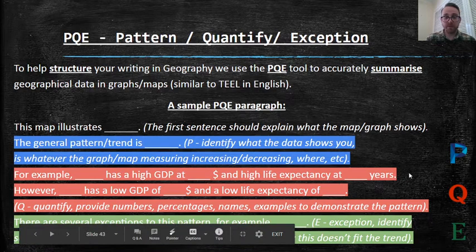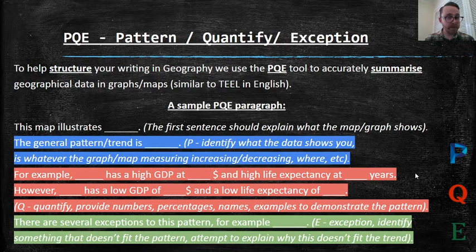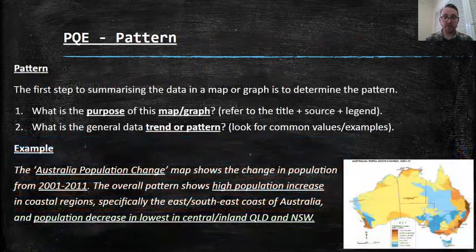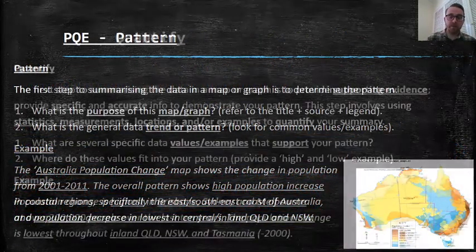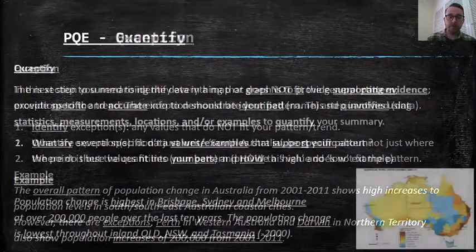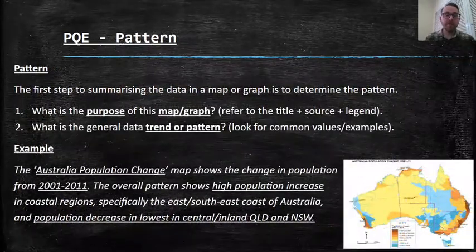So there are several exceptions to this pattern, for example, blank, and then you just try to explain why that doesn't fit your trend or your pattern. So again, it sounds complicated, but when you look at it, it's 1, 2, 3 or 4 sentences, and then you finish summarizing the entire map or graph. So I'll take you through each step, and then we've got a little end of lesson activity for you to complete. So P for pattern.